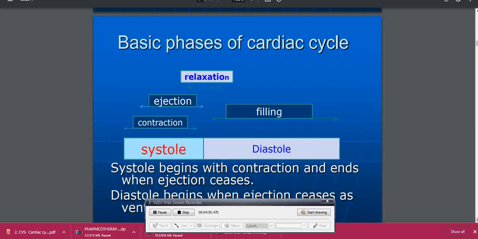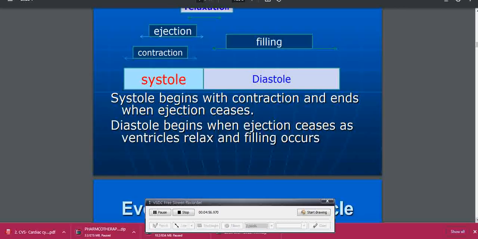So we have the basic phases of the cardiac cycle: contraction, ejection, and filling. I wanted to understand this. Systole begins when there is contraction, and it normally ends when ejection ceases. That is, it is supposed to have contraction then ejection. So when the ejection ceases, we end systole and we start diastole.